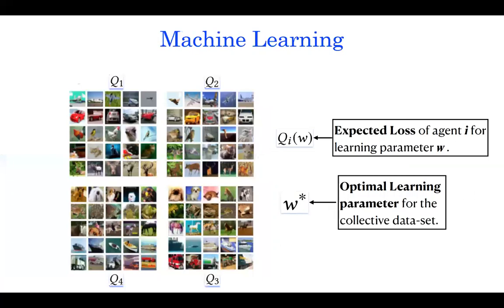In the context of machine learning, Qi represents the expected loss of agent i for a learning parameter W fixed by a learning model, depending upon the local data sets held by agent i. And W star is essentially the optimal learning parameter that optimally fits the learning model over all the collective data sets being observed by all the agents in the system.